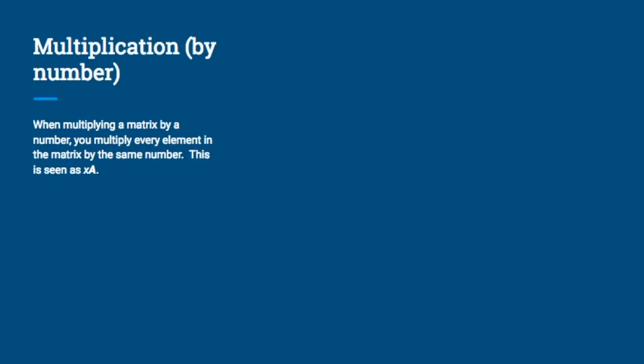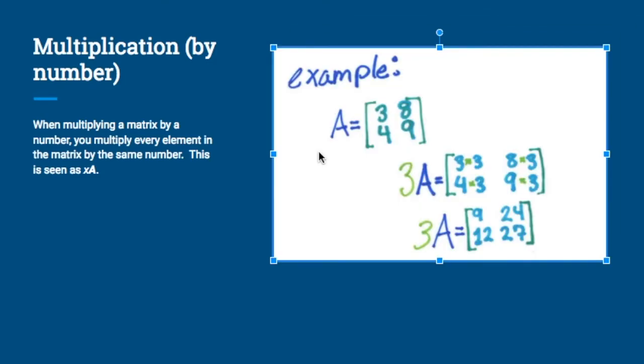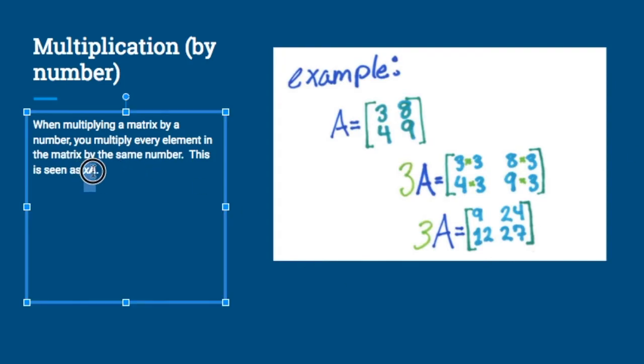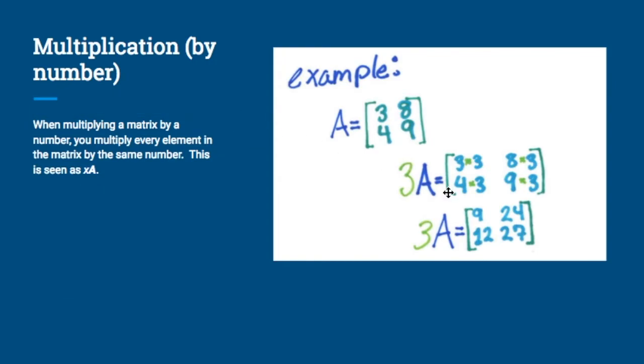In matrix algebra, there are two kinds of multiplication: multiplication of a matrix by a number, and of a matrix by another matrix. When you multiply a matrix by a number, you multiply every element in the matrix by the same number. This can be seen like that. So, it is often written as x times A. And we can see that within this problem, 3 times A, matrix A is being multiplied by 3.